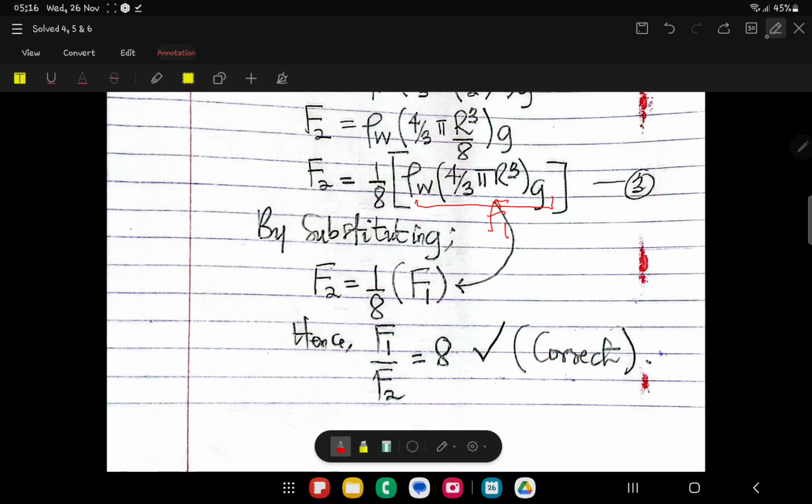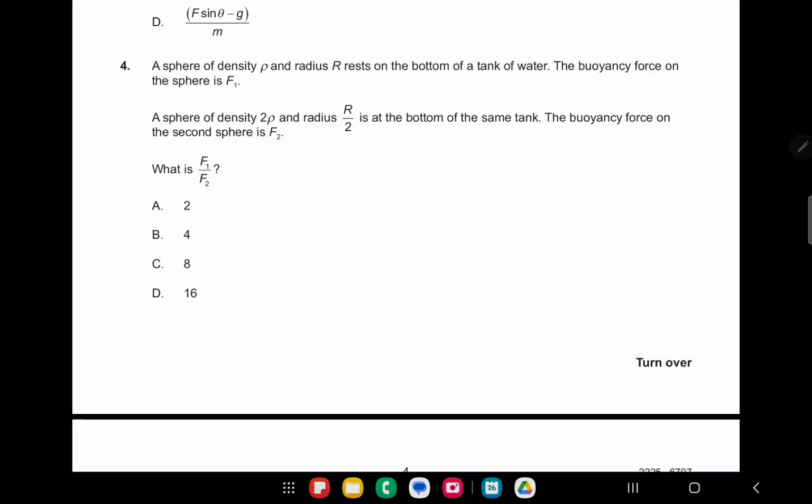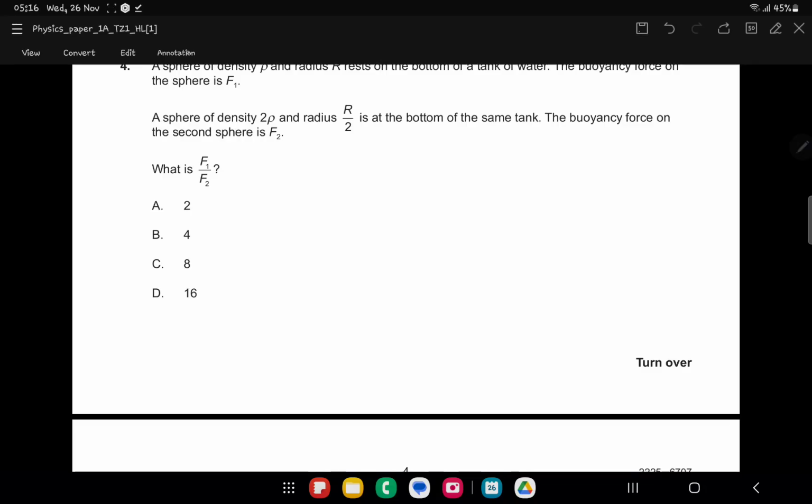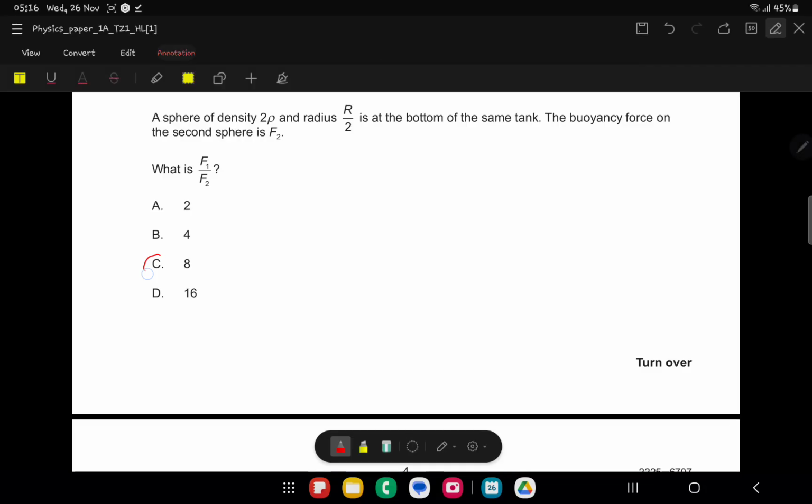Let's go back to our question. From our question here, the possible answers are A is 2, B is 4, C is 8, D is 16. So from all of this, straight away, our correct answer is C.